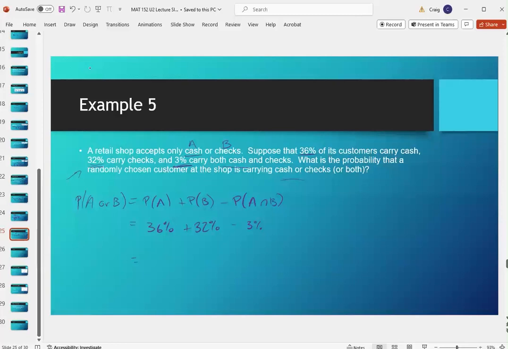And so that would be 36 and 32, that's 68, minus 3 is 65. So there's a 65% probability that you would randomly choose a customer who was carrying either one.